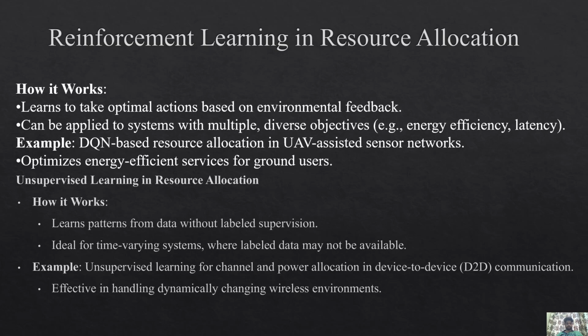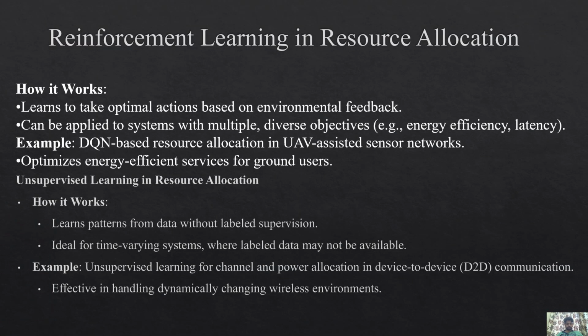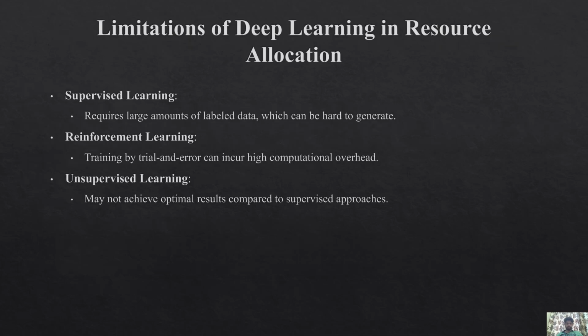Unsupervised learning in resource allocation. It learns patterns from data without any labeled supervision. Ideal for time-varying systems where labeled data may not be available. Example: unsupervised learning for channel and power allocation in device-to-device, D2D, communication. Effective in handling dynamically changing wireless environments.